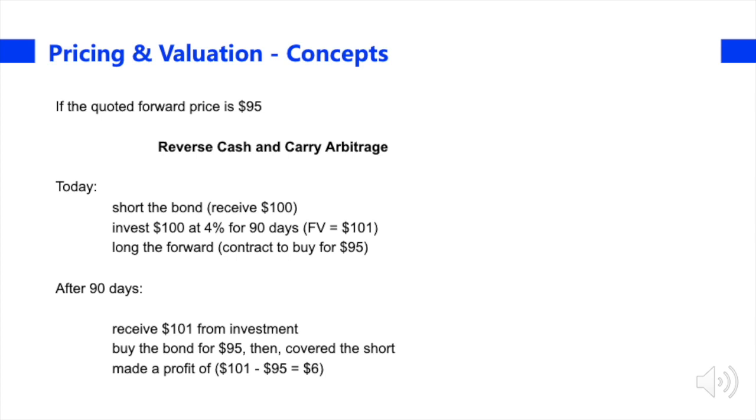Simultaneously we go long on the forward. We contract to buy the bond for that price that we know is too low, $95. We want to sit back and allow the profits to roll in 90 days' time. Well, we received $101 from the investment of the proceeds reinvested, but we've agreed to buy the bond that's only going to cost us $95. So we buy the bond for $95 and cover our short, because we shorted the bond. Well, we now buy it under the forward contract. Our short is covered and we've netted $6 again risk-free profit.